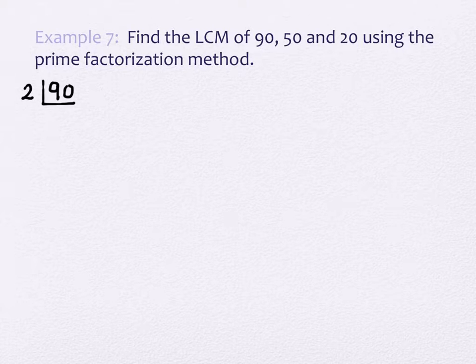And 90 goes into 2 how many times? I didn't say that right. 2 goes into 90 how many times? Yes, 45. What's the next prime number? 5. It's actually 3 before we get to the 5.